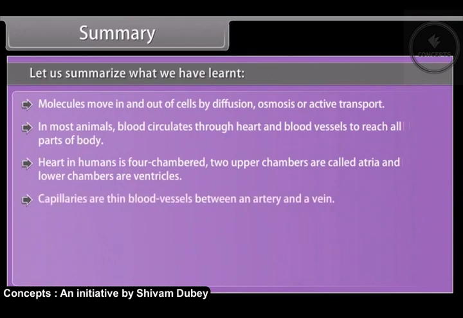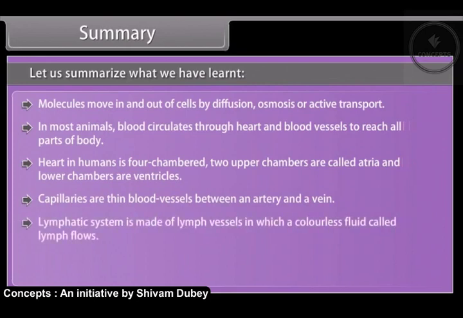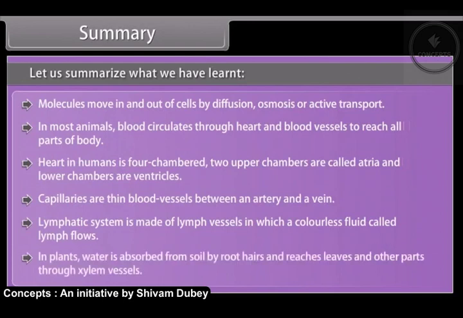Capillaries are thin blood vessels between an artery and a vein. Lymphatic system is made of lymph vessels in which a colorless fluid called lymph flows. In plants, water is absorbed from soil by root hairs and reaches leaves and other parts through xylem vessels.